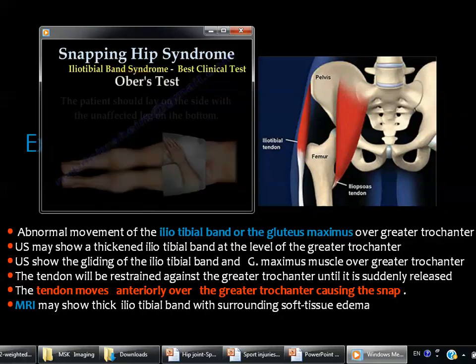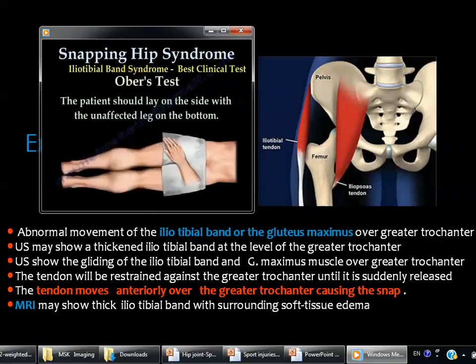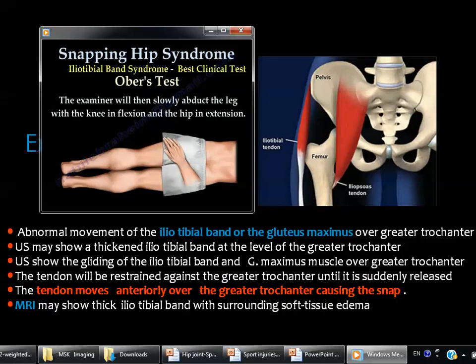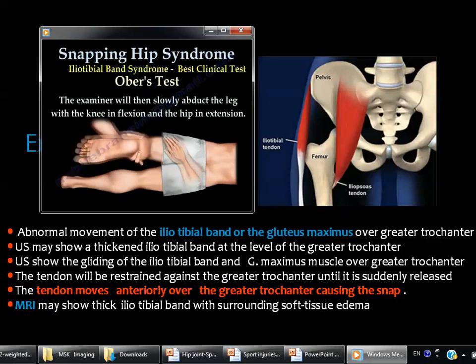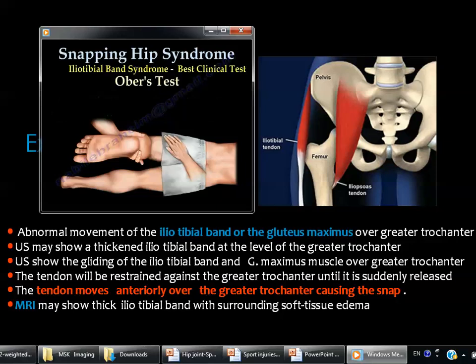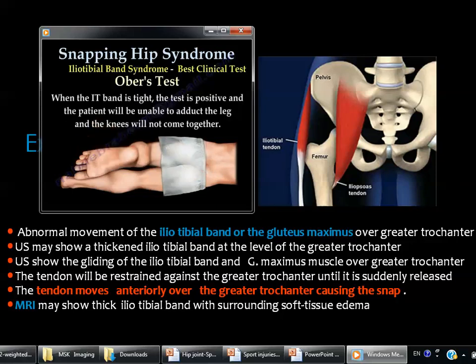How do you do it? The patient will be on the side with the unaffected leg at the bottom. The examiner will abduct the leg and will extend the hip. The examiner will leave the leg of the patient lowered. If the test is positive, then the patient cannot abduct the leg past anatomic neutral. Because the IT band is tight, the knees of the patient will not come together.